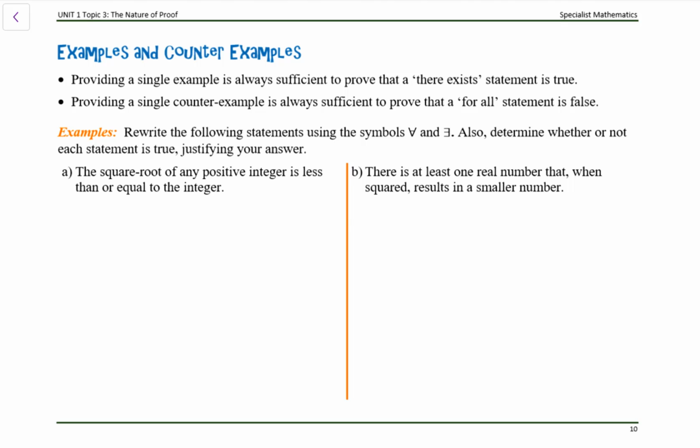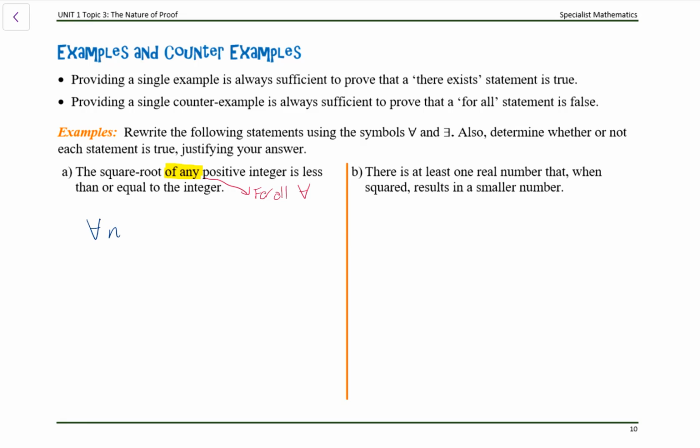Okay, so examples. Rewrite the following statements using the for all and there exists. Also determine whether or not each statement is true, justifying your answer. So the first one is the square root of any positive integer. Whenever you see that, for any positive integer, you should be thinking that's for all. Okay, is less than or equal to the integer.